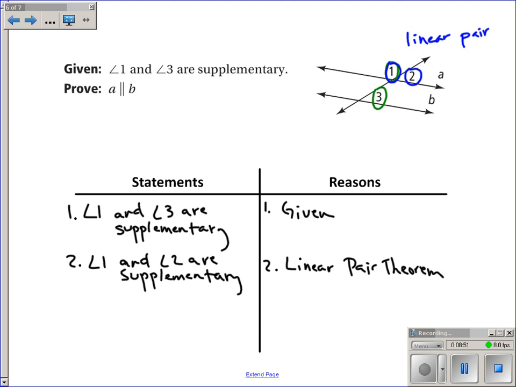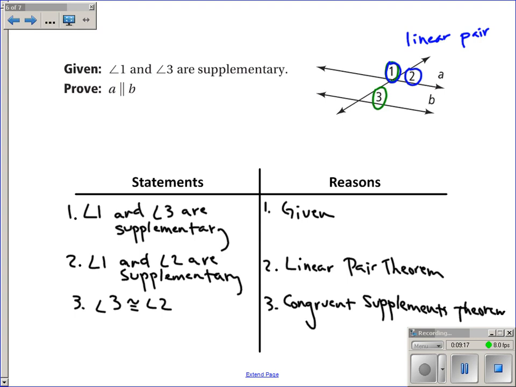Now that theorem back in chapter 1, the congruent supplements theorem: since 3 and 1 are supplementary and 2 and 1 are supplementary, then that means that angle 3 would have to be congruent to angle 2. And that's by the congruent supplements theorem. Any theorem with a name is worth remembering. Now if 3 and 2 are congruent, then I would know that A is parallel to B by the converse of the corresponding angles postulate.